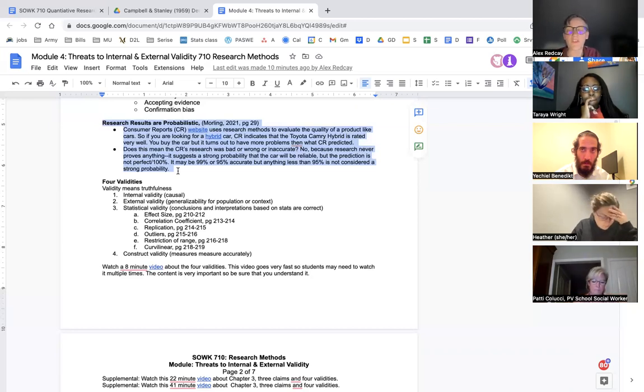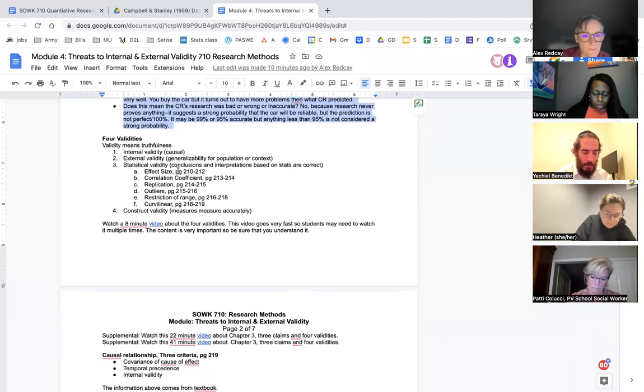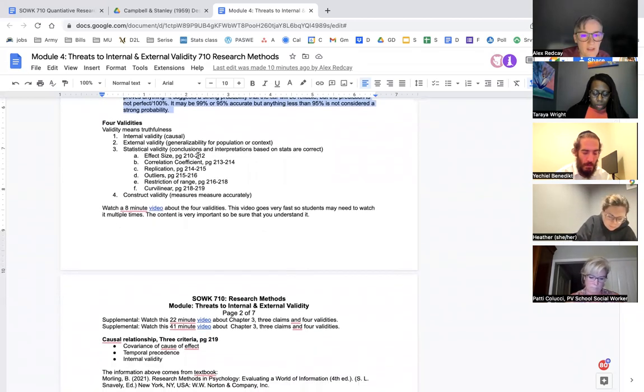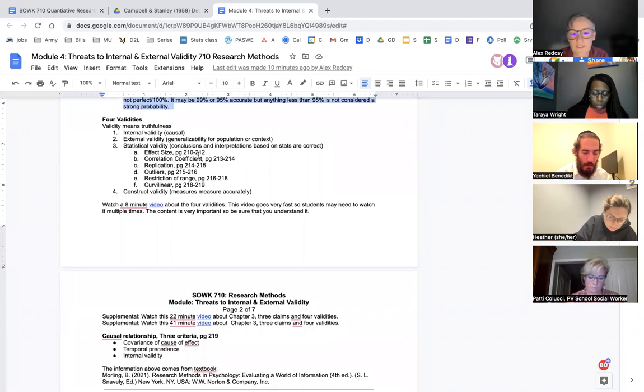Okay, so when we think about research, we prove nothing and everything is probabilistic. So it is more likely to be true. Okay, so now it's the 4 validities. There's internal validity, which means inside the research study, were the methods good? Then there's external validity. What that means is, can we say that these results apply to other people, right?